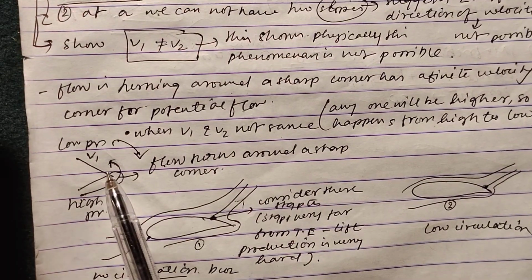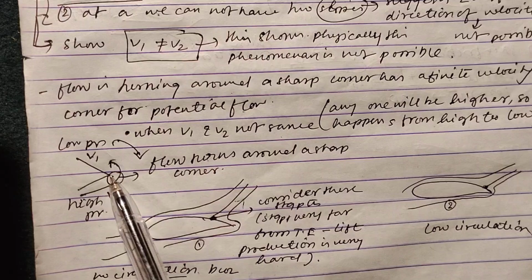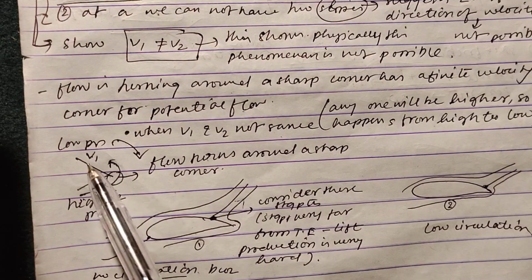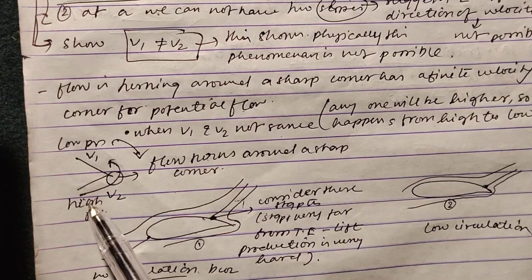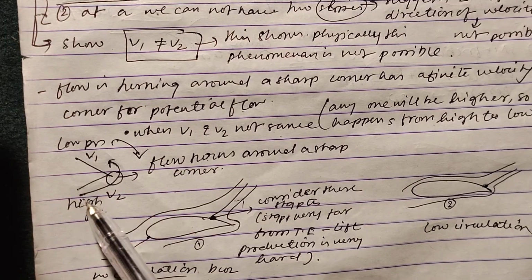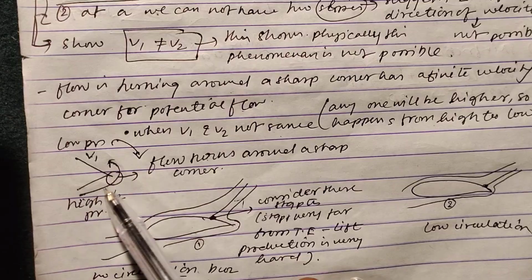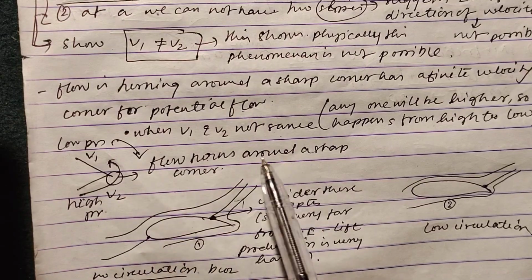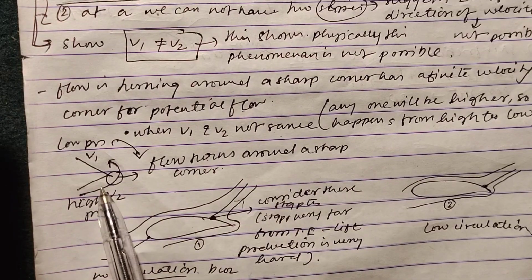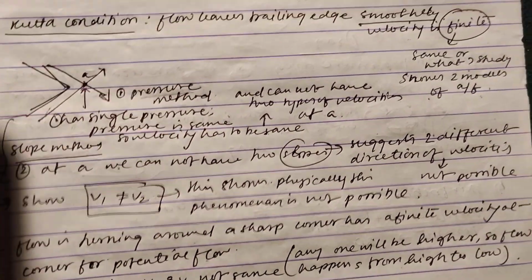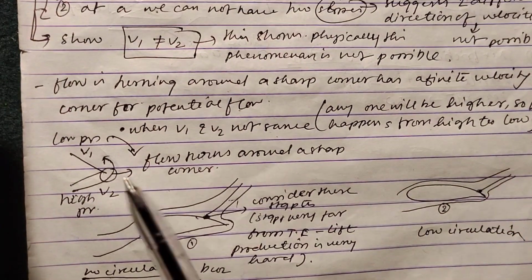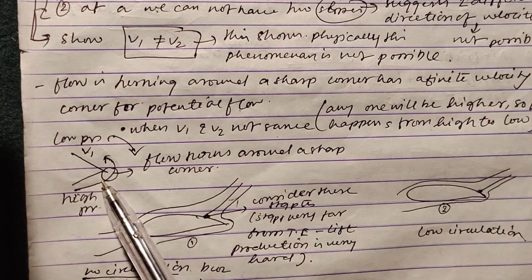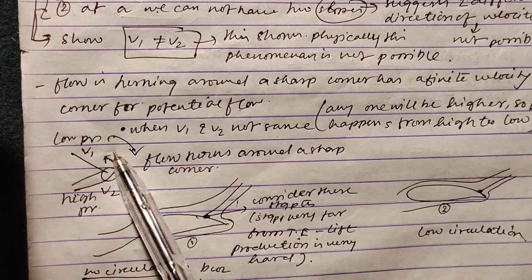Let's consider this trailing edge section. This is my trailing edge, and here V1 is the zone of low pressure and V2 is the zone of high pressure. So the flow will be turning from the zone of high pressure to the zone of low pressure. It's turning, so the flow is turning around a sharp corner. This is not satisfying the Kutta condition, because in the Kutta condition, the flow has to leave the trailing edge smoothly. But here, the flow is not leaving the trailing edge smoothly, rather it is turning around the trailing edge.